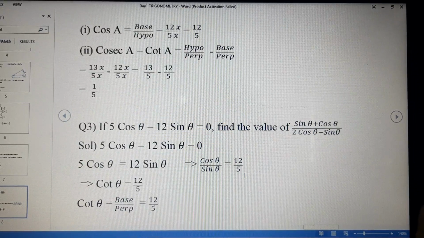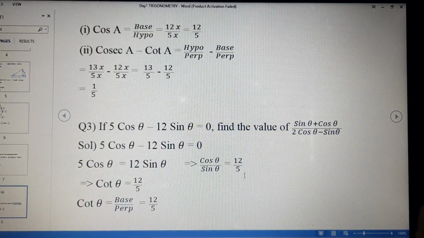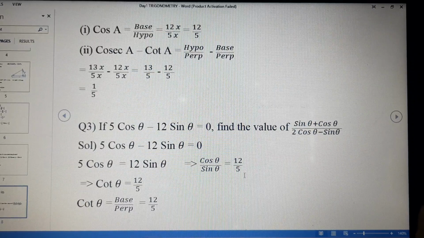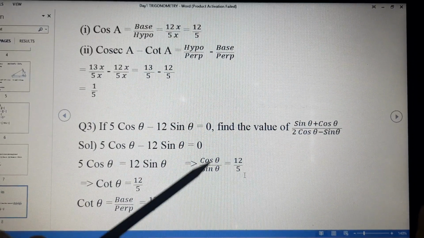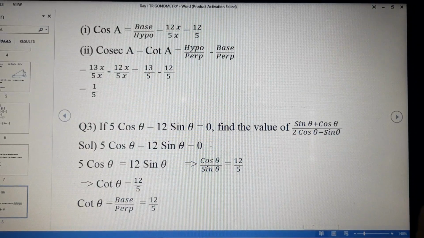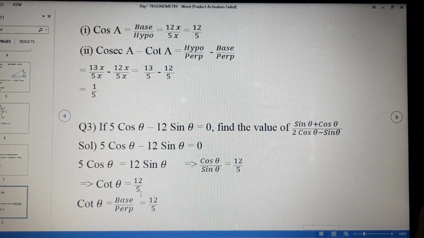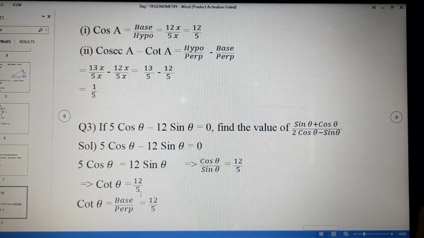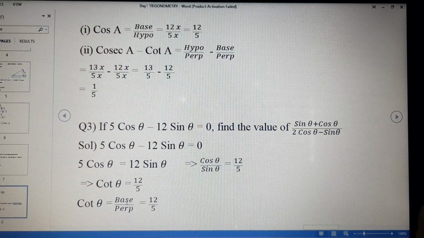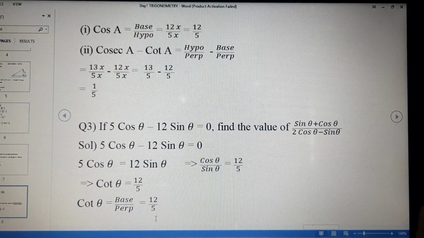If you remember, we did this. Tan theta is equal to sin theta upon cos theta, and cot theta is equal to cos theta upon sin theta. So cos theta upon sin theta, collectively it can be written as cot theta. So cot theta is equal to 12 upon 5. Now this question becomes, as we have done the previous question, in a similar manner we will do it. With the definition, cot theta is equal to base upon perpendicular, and it is given that it is equal to 12 upon 5.